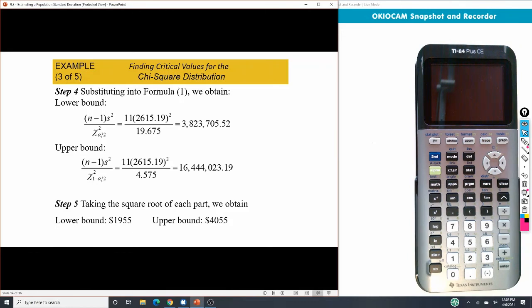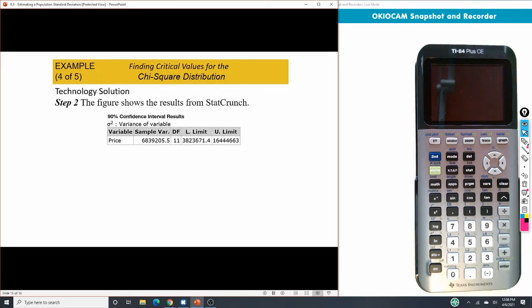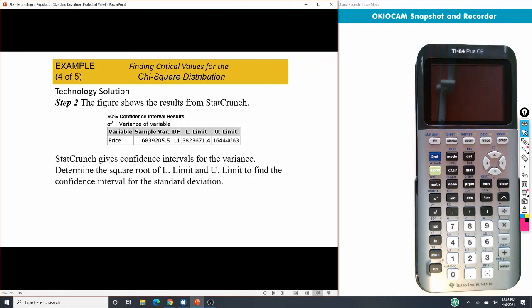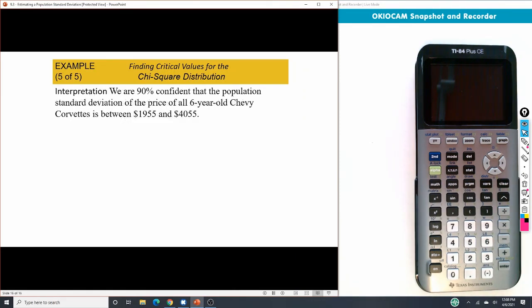Now, if we needed to find the standard deviation, the sigma, we take the square root of those to find the lower bound and the upper bound. You could put that all in at one time and do the square root in the calculator. Our calculator doesn't have a formula for that, so we just have to do it by hand. And so that means that we are 90% confident that the standard deviation is going to be between 1,955 and 4,055. Okay. All right, so those are the things that you're going to need here in 9.3.